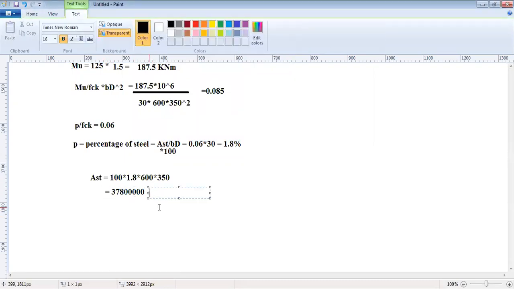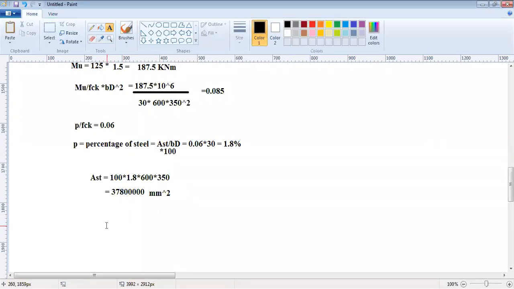This is in mm square. That's the amount of steel that you will actually have to provide in this case, which you require for this case of loading. Now this is as per SP16 charts. They themselves deal with the idea of whether eccentricity is being maintained or not.